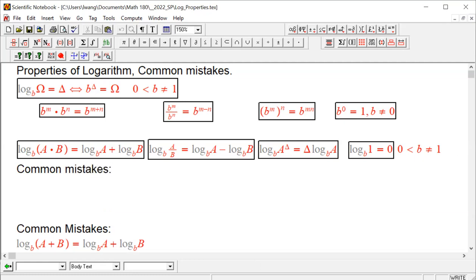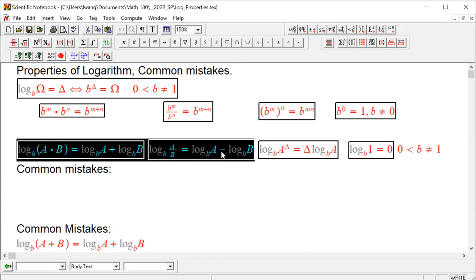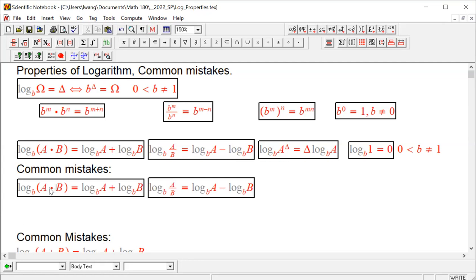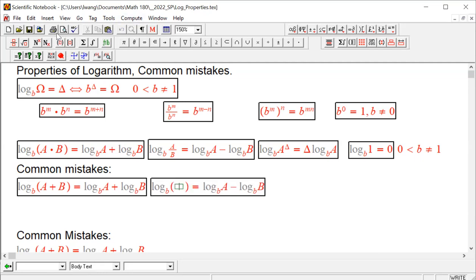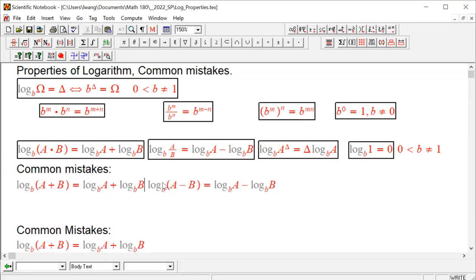Okay, common mistakes, right? All of these, primarily the first two. This one, adding, is a mistake. And sometimes this is minus, a minus b, that's a mistake. We need to remove the box, right? Because those are not true.